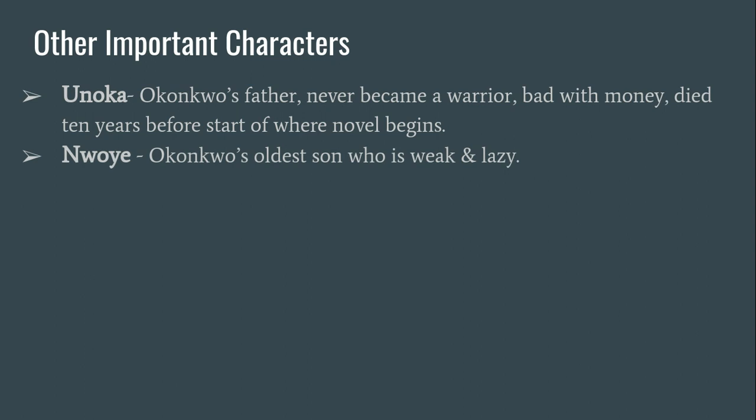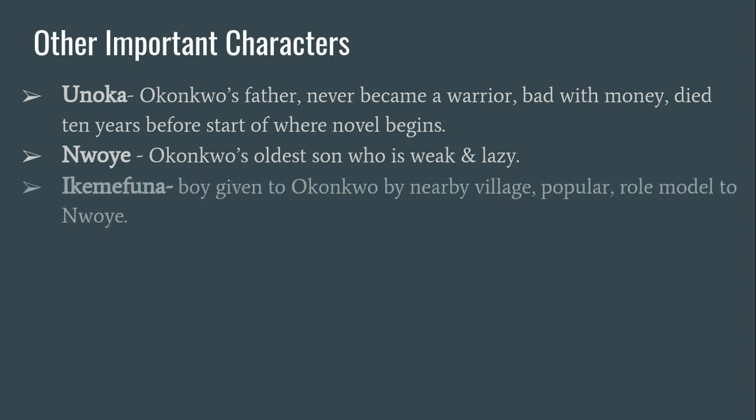Nwoye, who is Okonkwo's oldest son, he views as kind of weak and lazy, and he reminds Okonkwo of his father. Because of that, he takes out a lot of aggression on him. He is constantly berating him, constantly trying to push him even harder, and beats him often just because of that. So, not a good father-son relationship there.